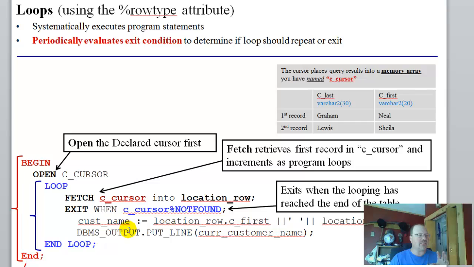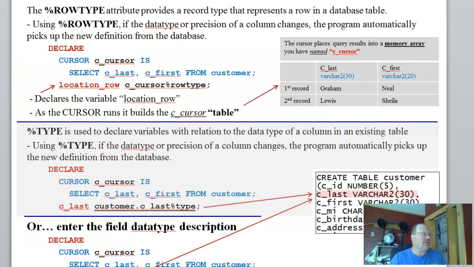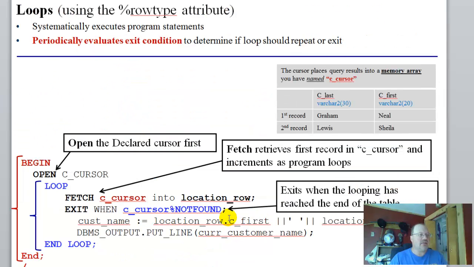We want to say customer name, for instance, equals location row, that's defining this particular variable, or this particular memory array, if you will. Remember, we defined location row here. We can call it whatever we want. Location row dot C first. So remember the syntax for pulling information from a table. Oftentimes it's table dot field, customer dot C last, for instance.